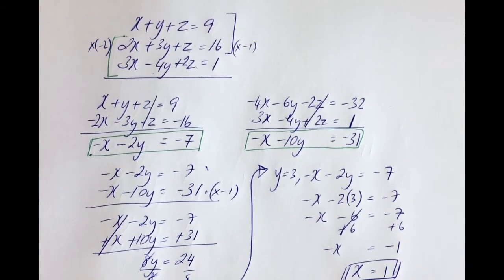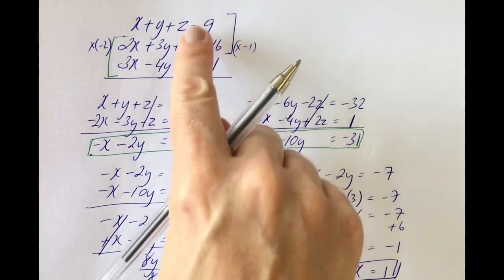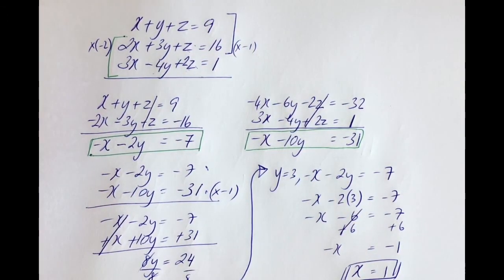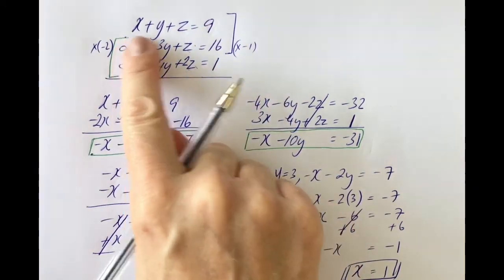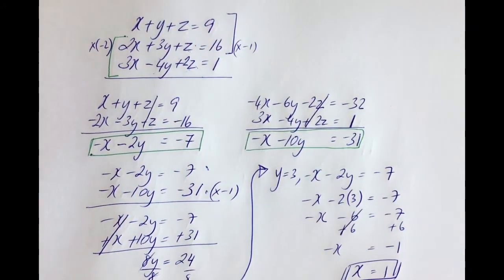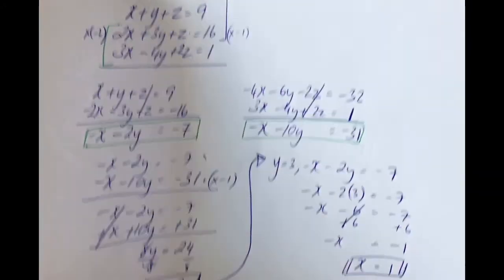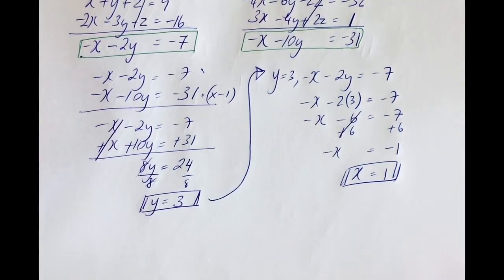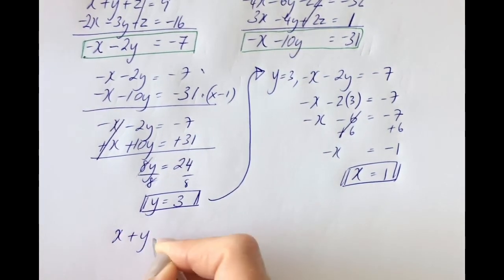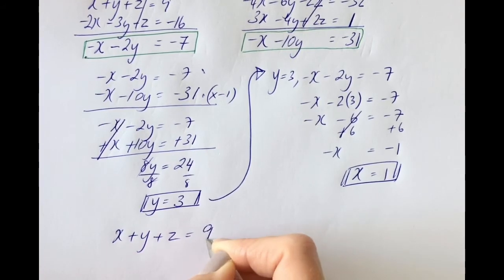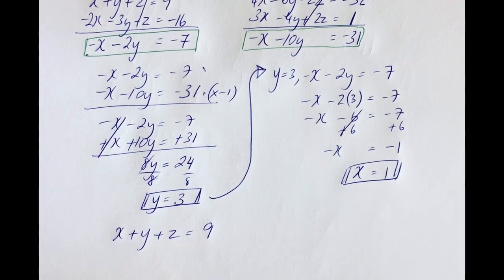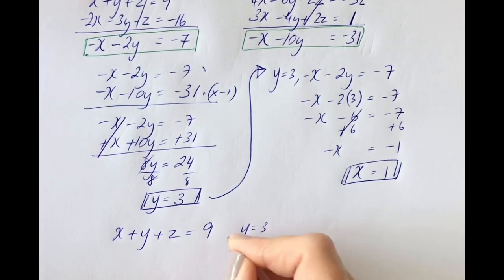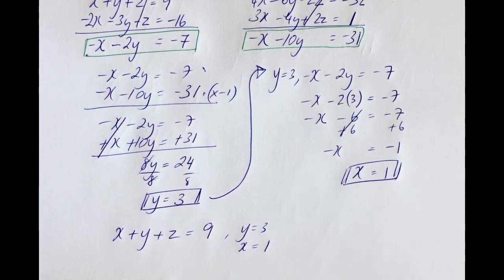I need to go back up to my original and pick one of these equations to sub those two solutions into. So again, it doesn't matter which one. I'm going to go with the easiest. So I'm going to sub them into x plus y plus z equals 9. Back to one of the original. And I'm subbing in y is equal to 3 and x is equal to 1.